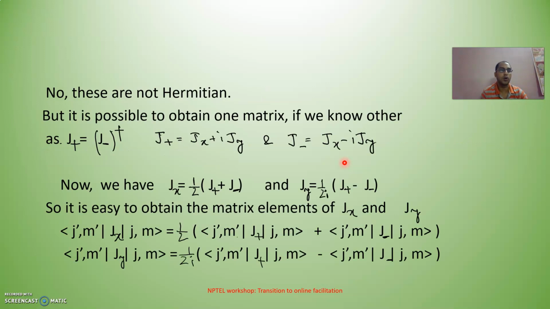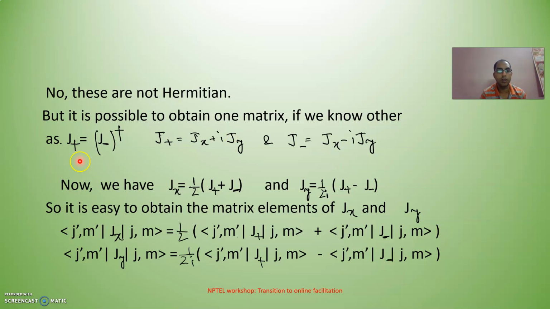The answer is no. To the first question, the answer is no, because these are not Hermitian. J plus cannot be equal to J plus dagger, and J minus cannot be equal to J minus dagger. But we have found that J plus will be J minus dagger, and J minus will be J plus dagger.